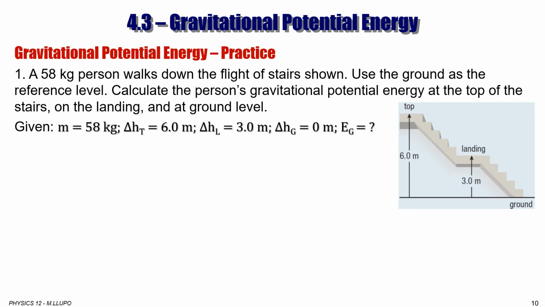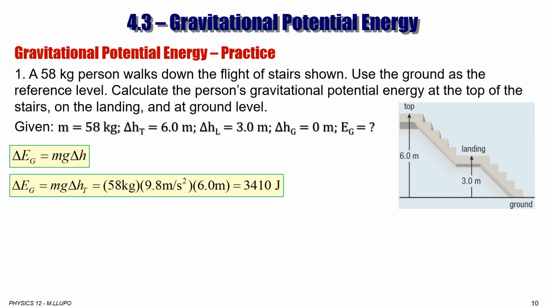So we have everything. We have a mass of 58 kilogram. We have height at the top of the stairs, which is 6 meter. At the landing, 3 meter. And at the ground level, 0 meter. And what we're looking for is gravitational potential energy. So the formula is mg delta h.